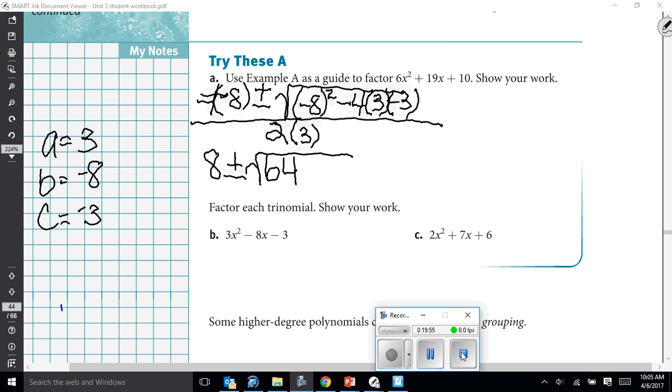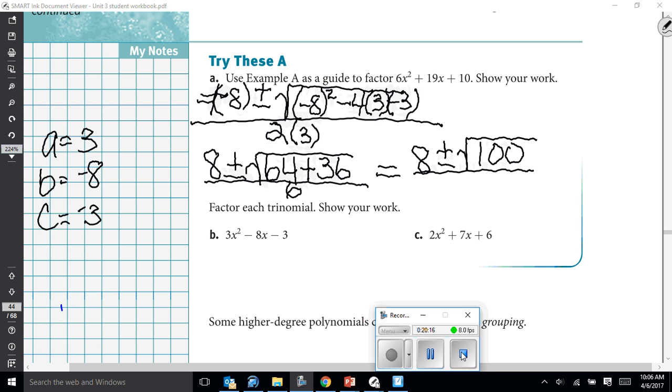So 4 times 3 is 12, times negative 3 gives positive 36, because the minus sign makes it positive. So 64 plus 36 makes it 100, over 6. So now we have 8 plus or minus the square root of 100. Square root of 100.